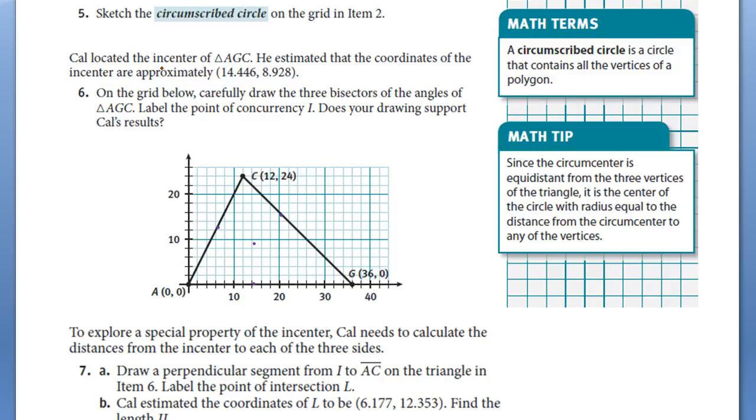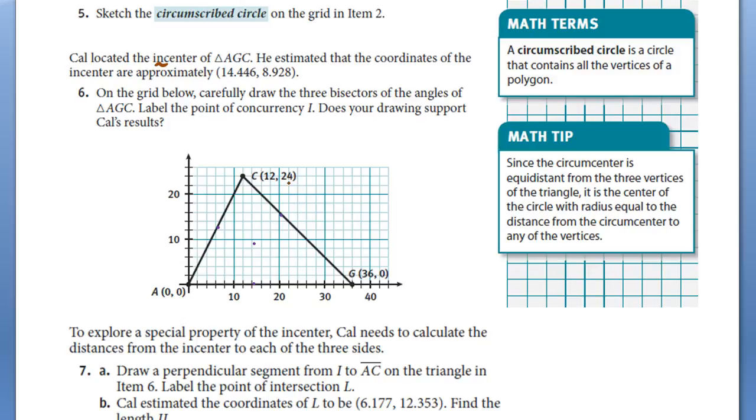Cal located the incenter of triangle AGC. He estimated that the coordinates of the incenter are approximately 14.4, 8.9. On the grid below, carefully draw the 3 bisectors of the angles and label the point of concurrency I to find out if our drawing supports Cal's results.